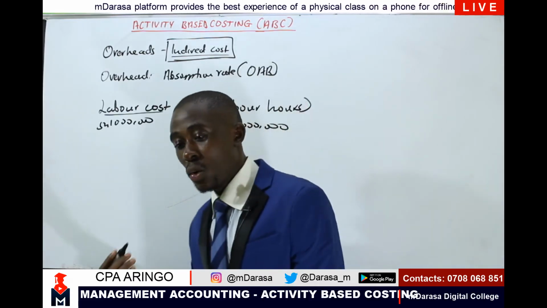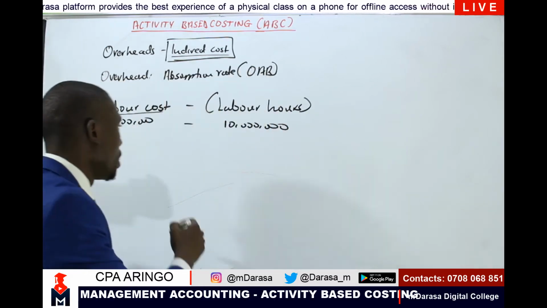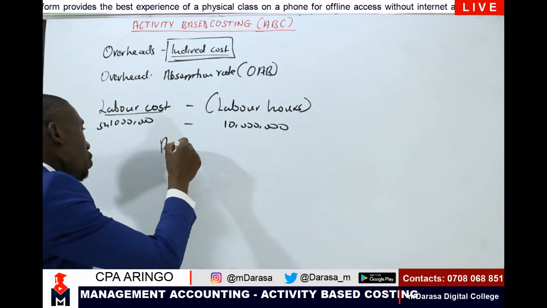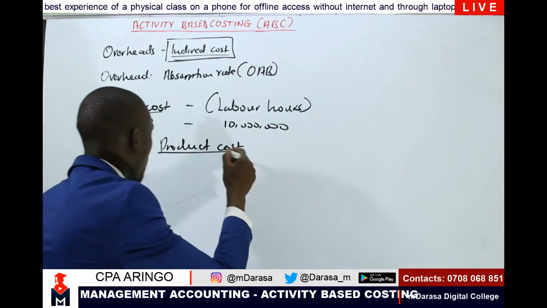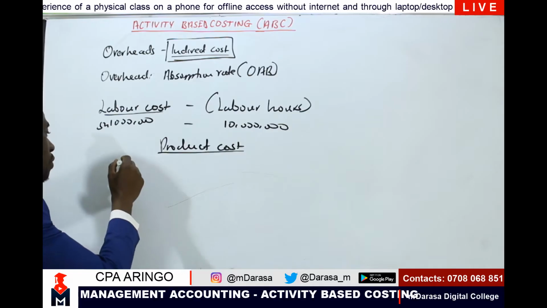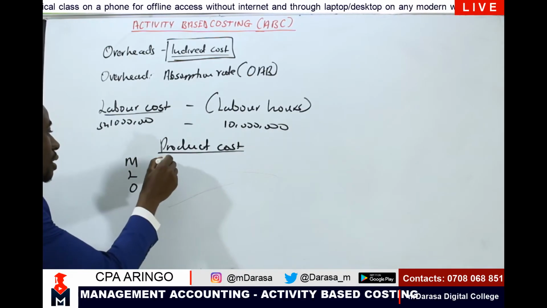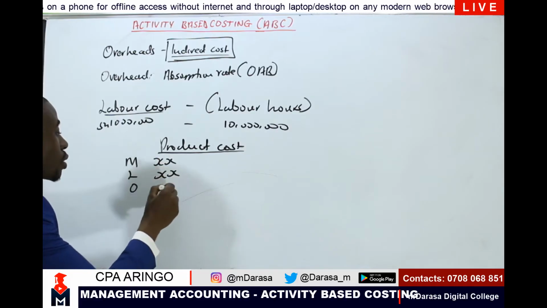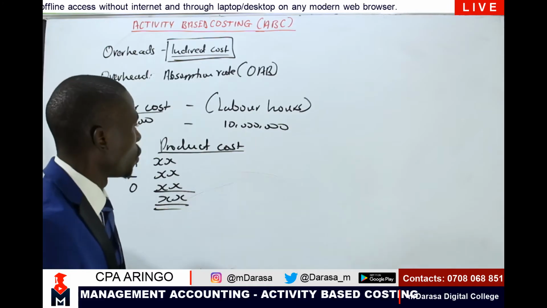The main idea, as I've mentioned earlier on, is to achieve our product cost. And our product cost will comprise of, number one, materials, labor, and overheads. This is what will give us our product cost per unit.